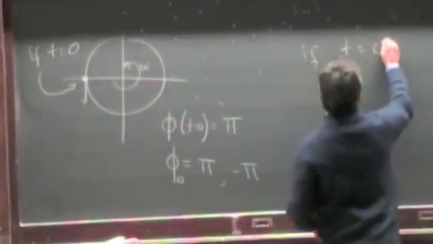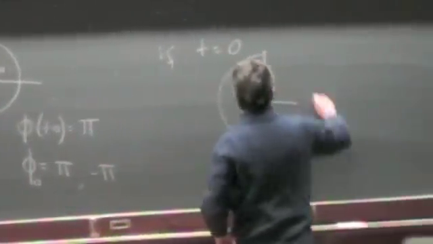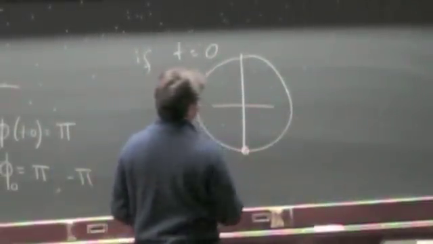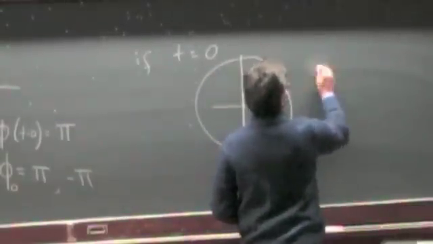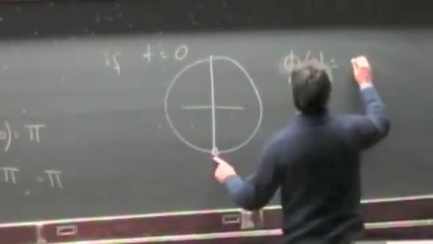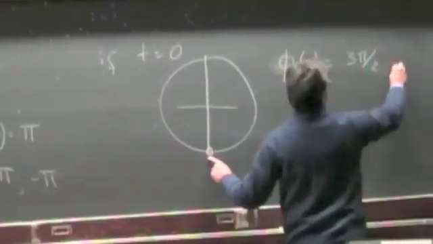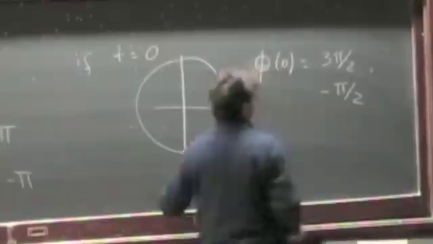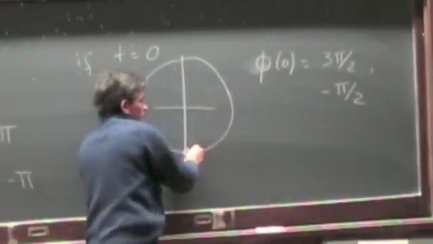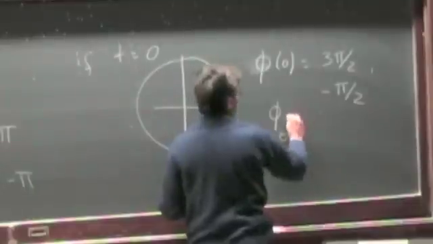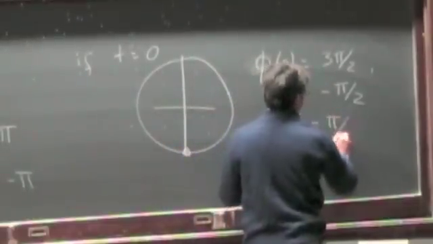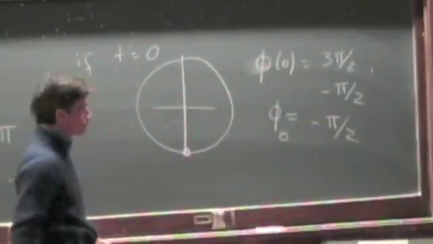If at t equals 0, when you start this stopwatch, the particle happened to be here, then phi of 0 is going to be, you can write it as 3 pi over 2, or you could write it as minus pi over 2. So you're measuring the angle negative going from the x-axis this way. So your initial phase, as we're going to call it, let's choose one, minus pi over 2. The other one also works.